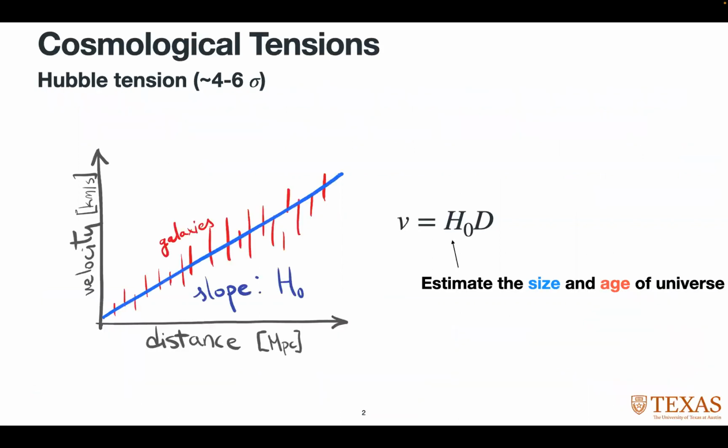Okay, I think everyone in this room knows what Hubble's law is, but for completeness, let's start with this law, which says that galaxies are moving away from us at a speed proportional to the distance from each other. And this proportionality constant is very important in cosmology because it is needed to estimate the size and age of our universe.